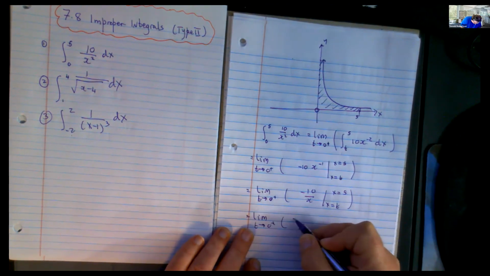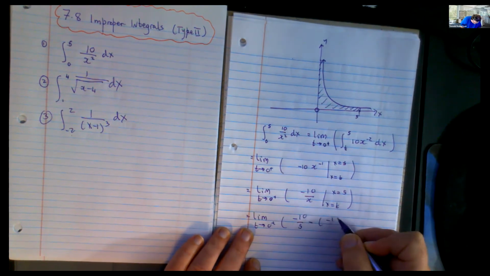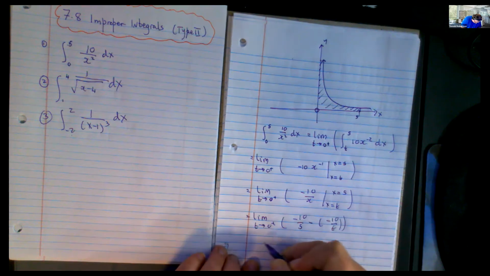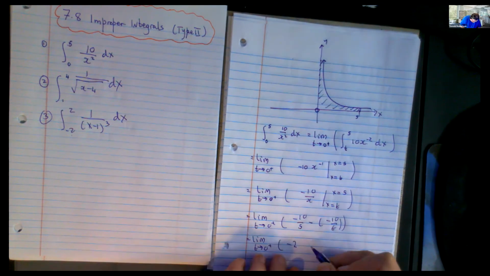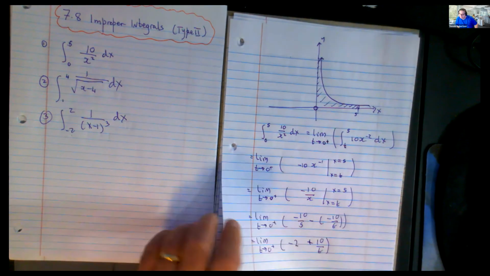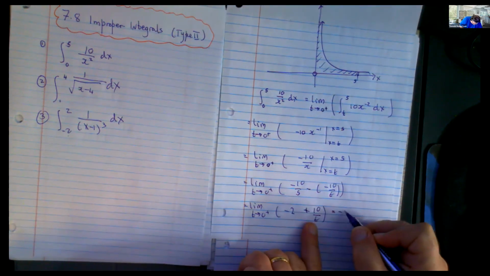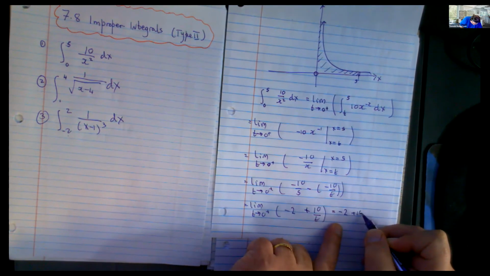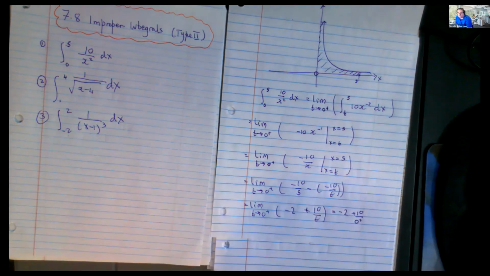So negative 10 fifths, take away negative 10 over t. So it's now going to be the limit as t tends to 0 plus of negative 2 plus 10 over t. So far, so good. Now, if you can brute force these, so it's negative 2 plus 10 over 0, technically 0 plus. What does 10 over 0 get you?